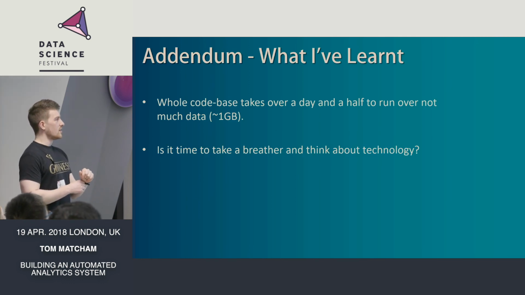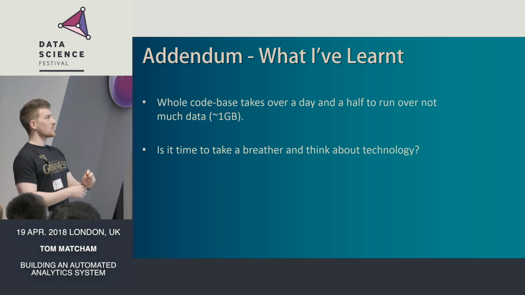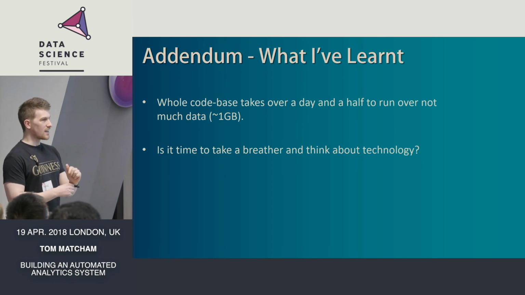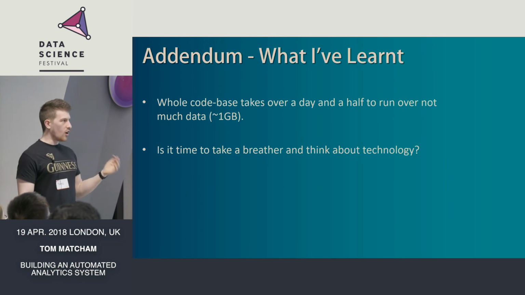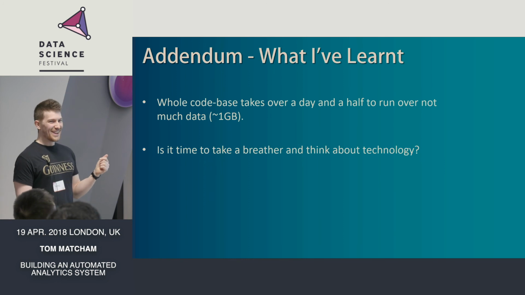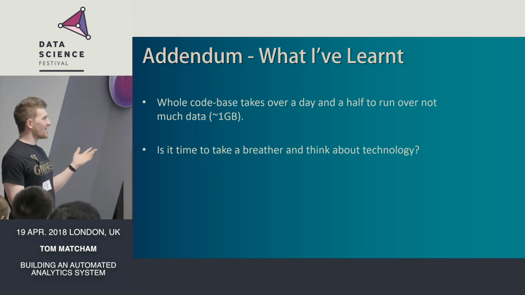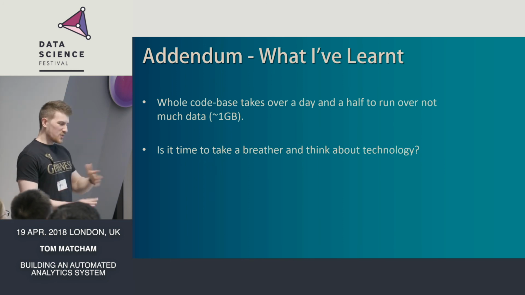So I just wanted to make a very quick addendum about one of the main things I learned, which is that this code base at the moment takes about a day and a half to run, which is a very long time for not very much data. We're only talking about a gig, 10,000 users is probably about a gig, right? So I opted to do everything in R for one reason, that I really like dplyr. Does everyone agree with me? Dplyr is great. And I just think pandas is awful.